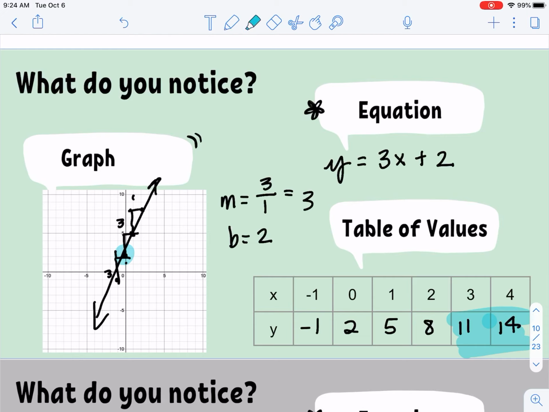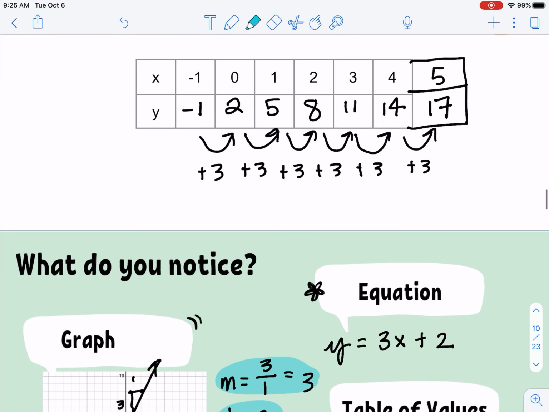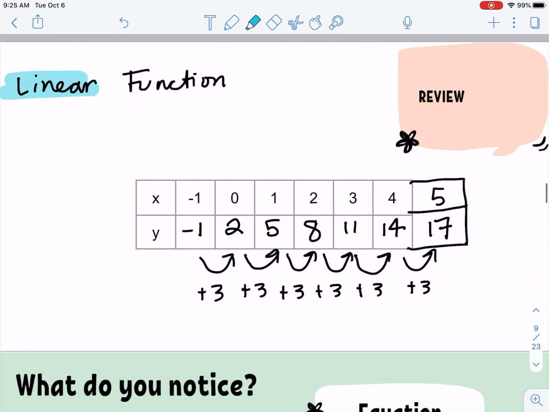Where do we see these numbers in our table? That's what we want to answer today. Where do we see b equals 2 in our table? And where does the number 3 come into play in our table? I'm going to go back up here. So we're only focusing on this. Remember, m equals 3 and b equals 2. Where do we see those numbers appear in our table? Take a moment to look for them.